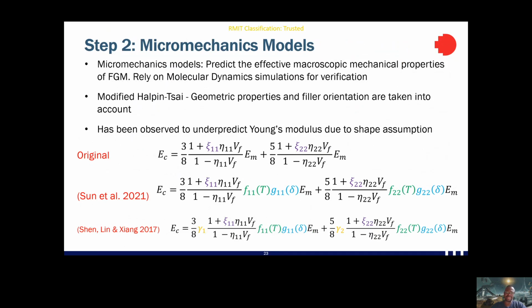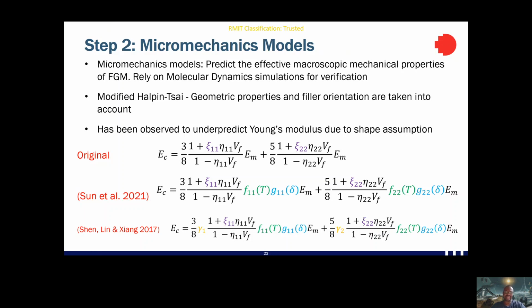So the second step is the micromechanics models, which are used to predict the effective macroscopic mechanical properties of the beam. They rely on molecular dynamics simulations for verification. I'll be applying the modified Halpin-Tsai model, which takes into account both the geometric properties as well as the filler orientation. And as we've seen before in the state of the art, sometimes this model underpredicts the Young's modulus due to the shape assumption.